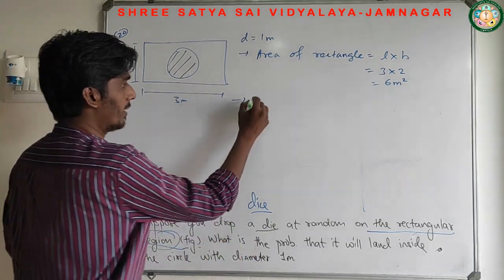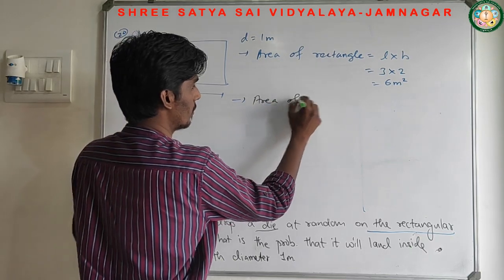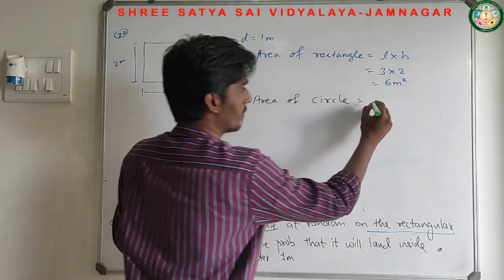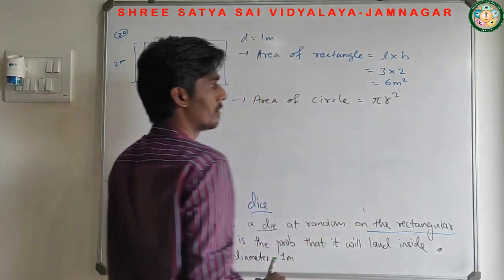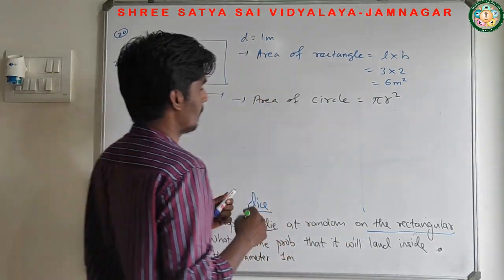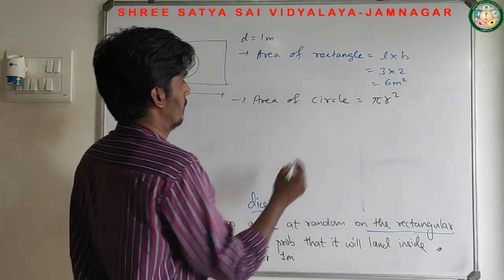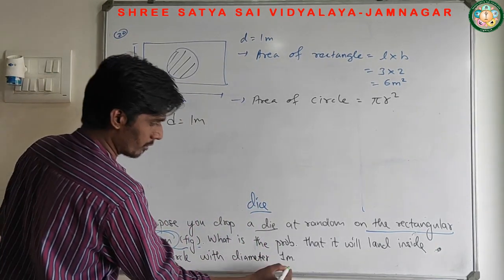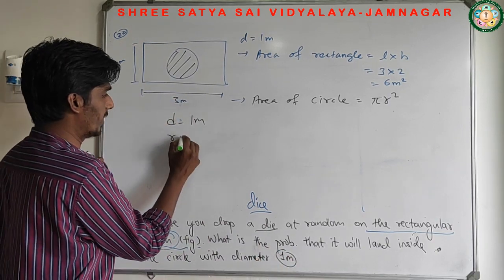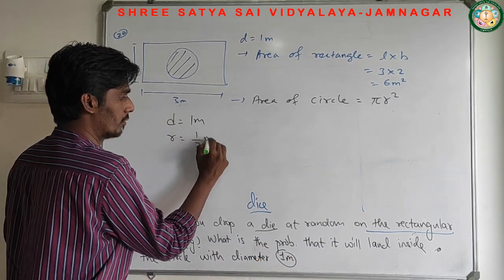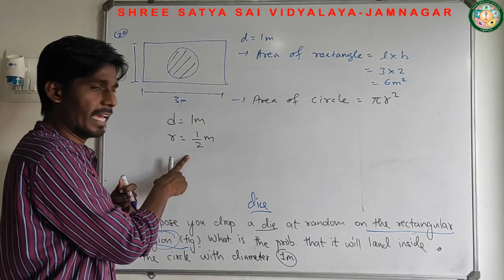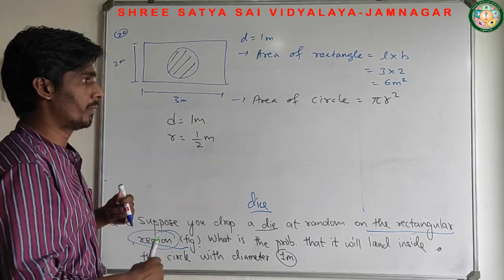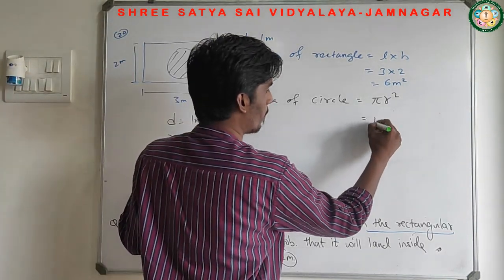die fall. So area of circle. Now what is the formula to find the area of circle? It is pi r square. Now here diameter is given, what? 1 meter. So radius is what? 1 by 2 meter. Half of the diameter is the radius. So half of 1 is 1 by 2 meter.